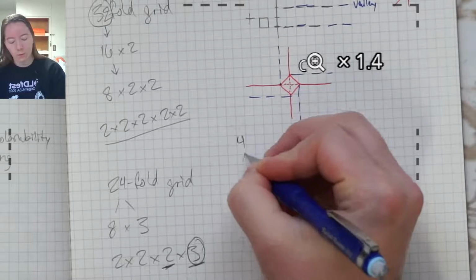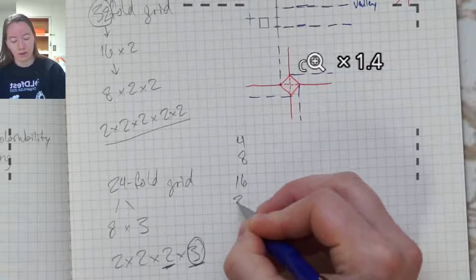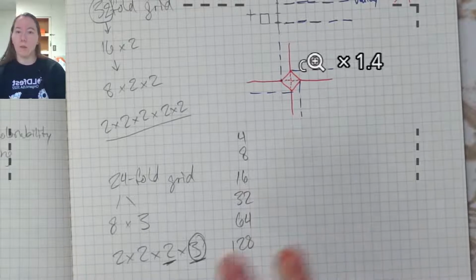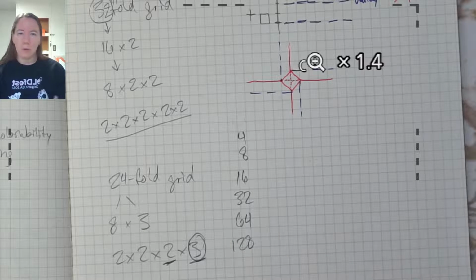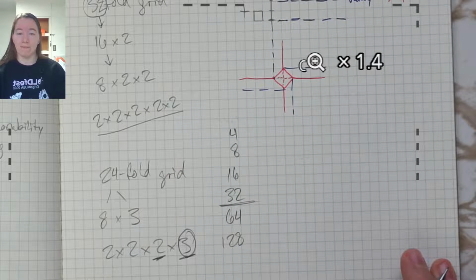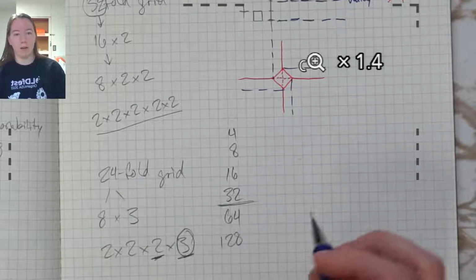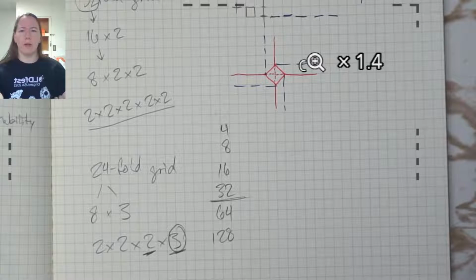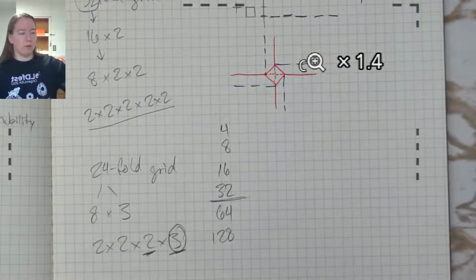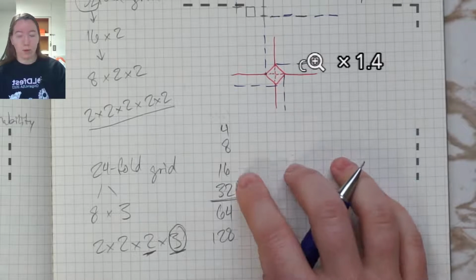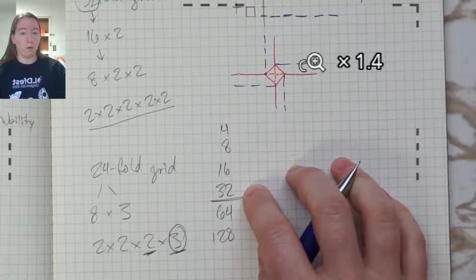So we've got 4, 8, 16, 32, 64, 128, and most people when they're beginning don't go past 32. This is kind of a good level, especially in the beginning. You don't want to invest in very large paper and very large workspace. You're going to be mostly working with 16 and 32-fold grids.